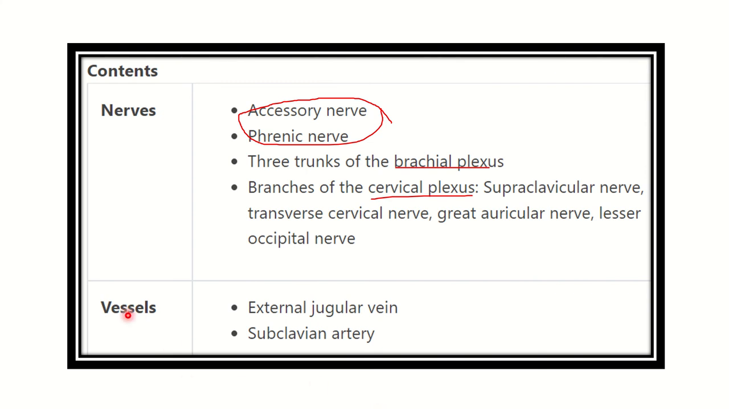Then we can see the vessels. This is the external jugular vein and the subclavian artery. So these two important vessels are present in the posterior triangle: one is the external jugular vein, and the other is the subclavian artery.